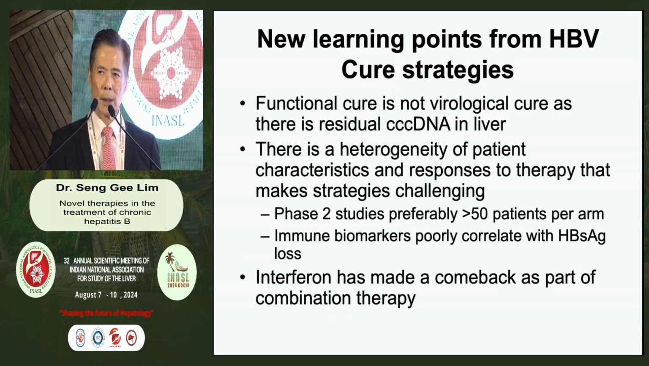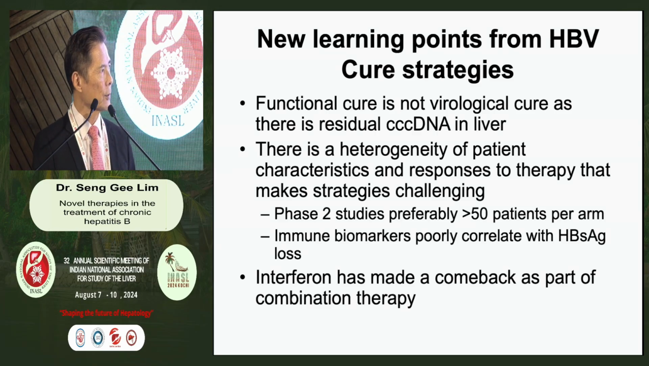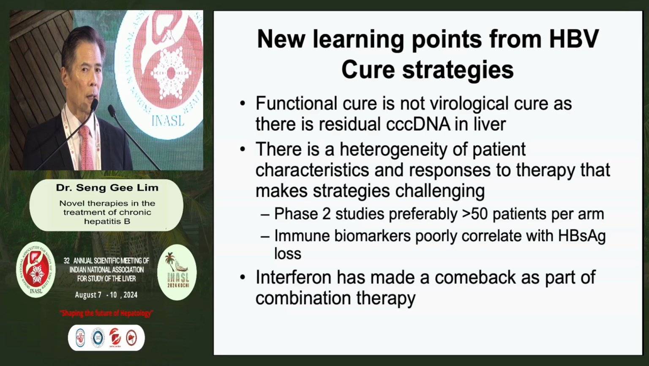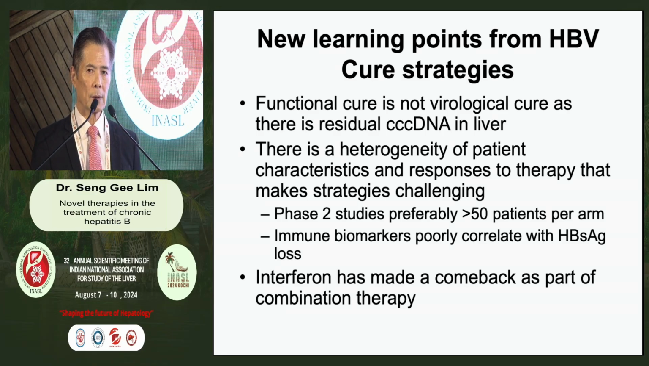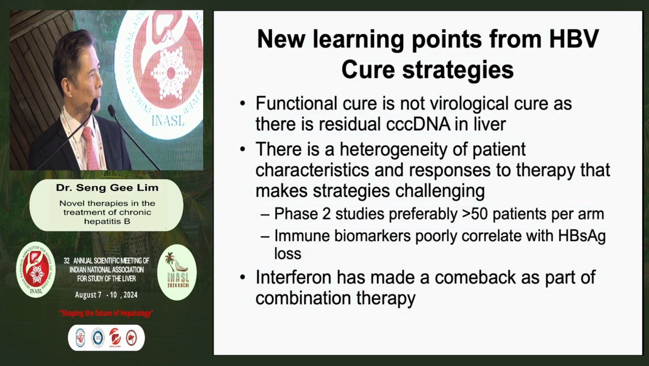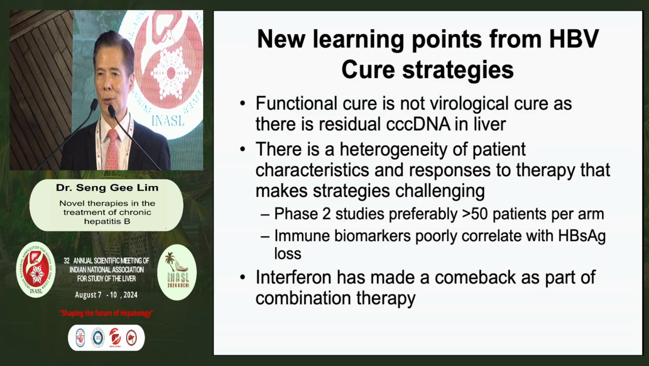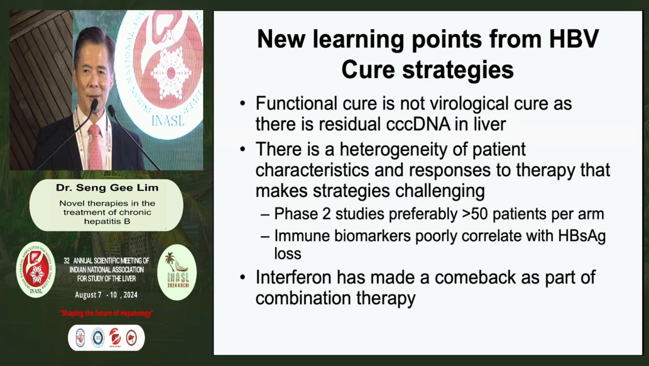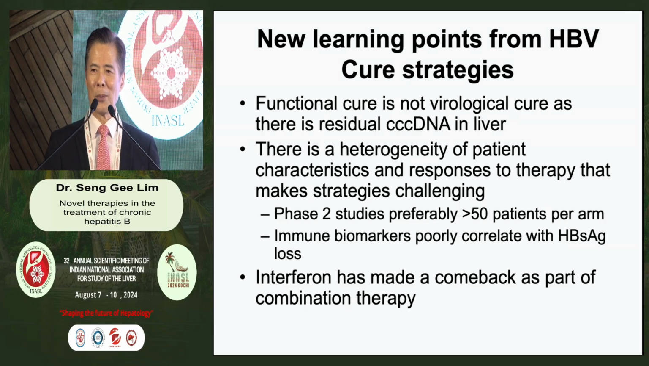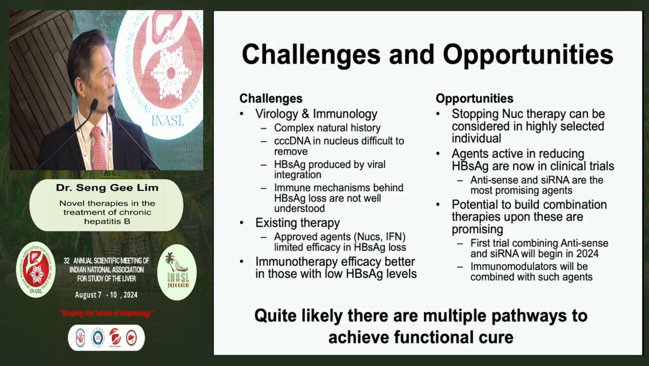So preferably, you should have more than 50 patients in your phase 2 studies so that you can be more confident of the efficacy of your results. And most of these studies have actually only about 20 patients in their arms. Immune biomarkers correlate poorly with antigen loss. We still lack good immune biomarkers today. Interferon, you can see, has made a comeback. It seems to be the dominant backbone for immunotherapy.